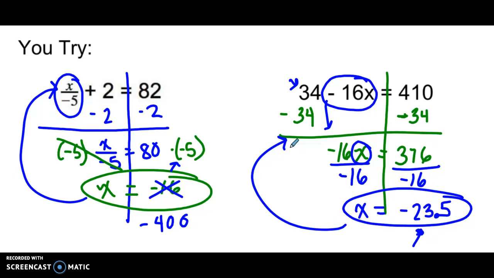So there's our little lesson on two-step equations. At this point, you may move on to the next thing on our agenda. Thanks.